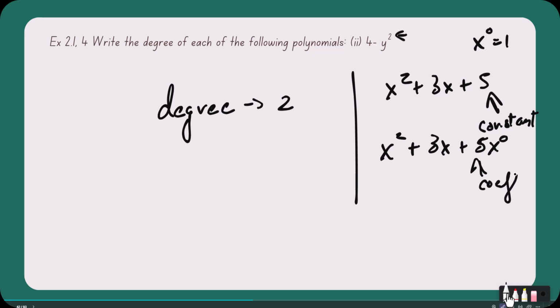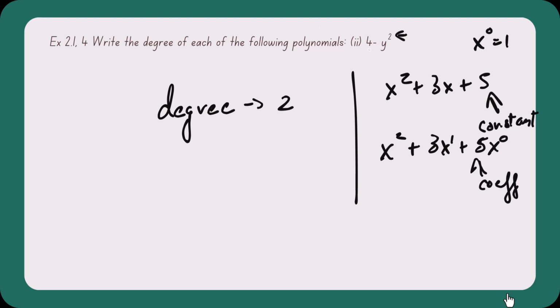5 becomes the coefficient. But is there any problem here? There is no problem here because x raised to 0, 0 is a whole number. So you can also represent it like this. That is, constants can be written as coefficients. How? When you write it as 5x raised to 0 or 5y raised to 0 and so on, right?